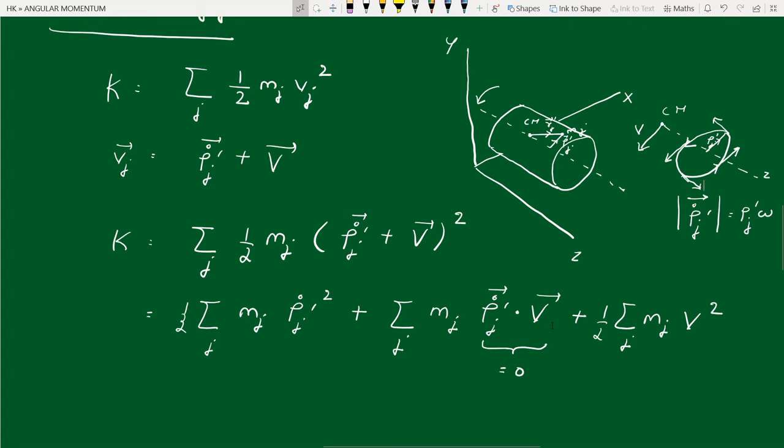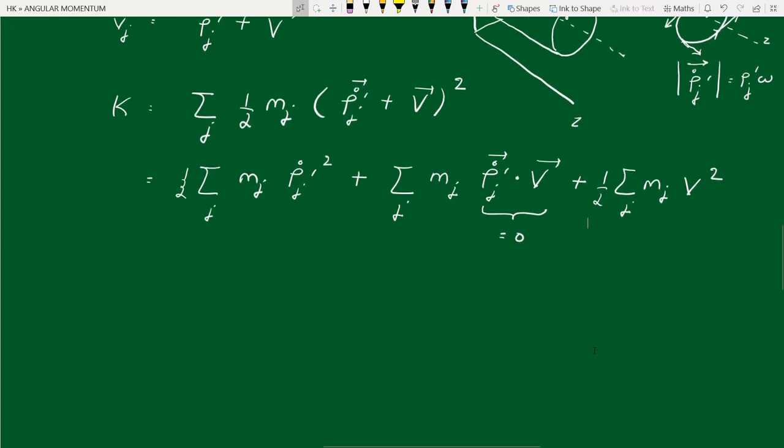It is exactly perpendicular only at this end and this end in this figure. These two ends: one is in the plus y direction, the other is in the minus y direction. But if you consider any two diametrically opposite points, their components will cancel each other. That's the idea. So the remaining terms are: kinetic energy equals half sum over j of mj, and this rho j dot square.